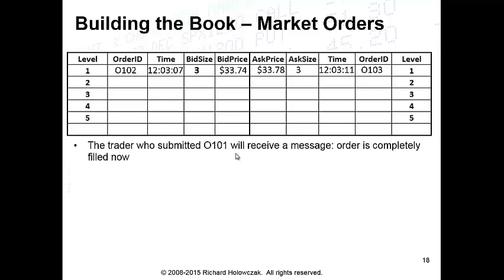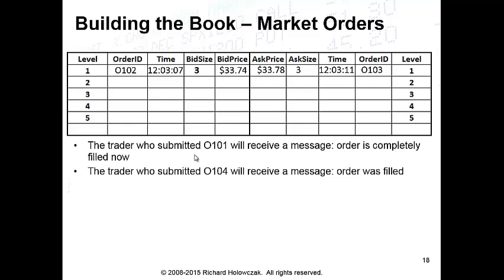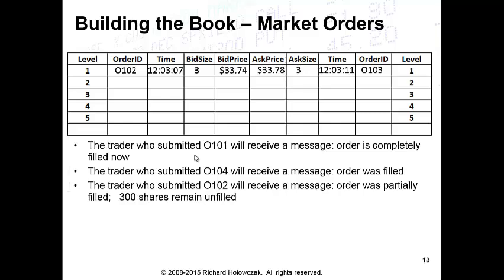So we go back, and remember the trader who submitted order 101 now receives a message that their order is completely filled. Between the prior 2 market orders, now they're filled. They're very happy. The trader who submitted order 104 gets a message their order was filled. They wanted to buy 100 shares and they got their fill. The trader who submitted order 102 is going to get a message that their order was partially filled. They wanted to buy 500 shares and 300 remain in the book.